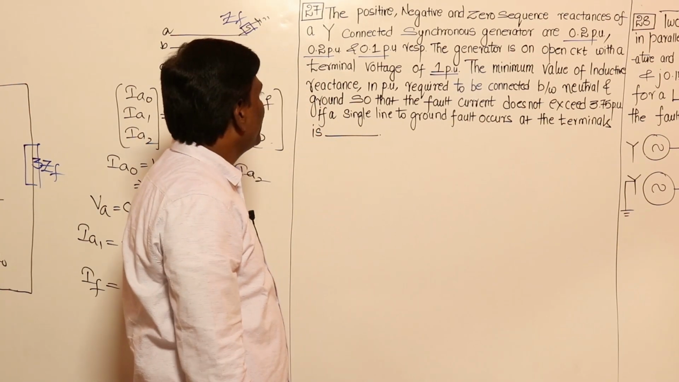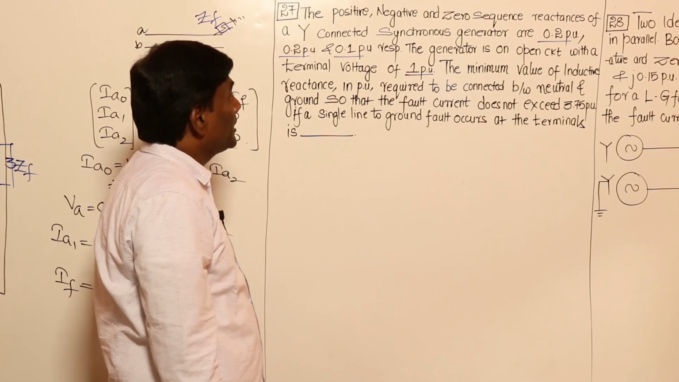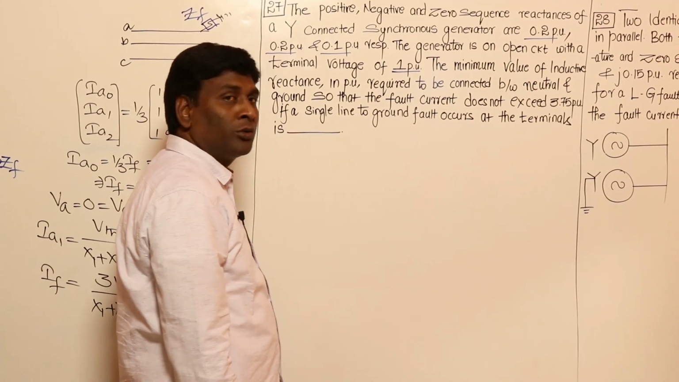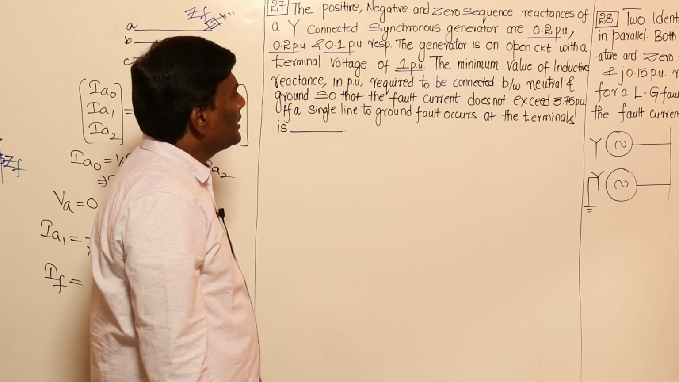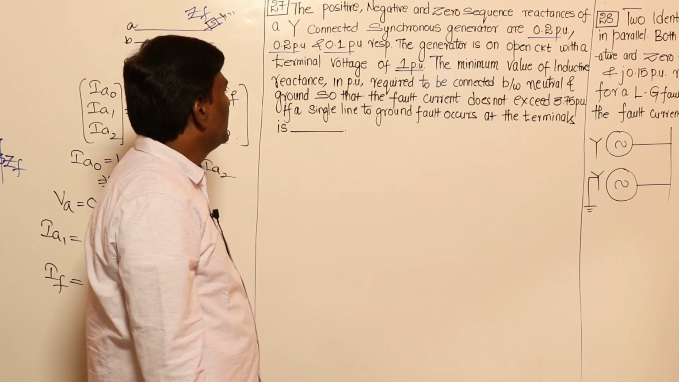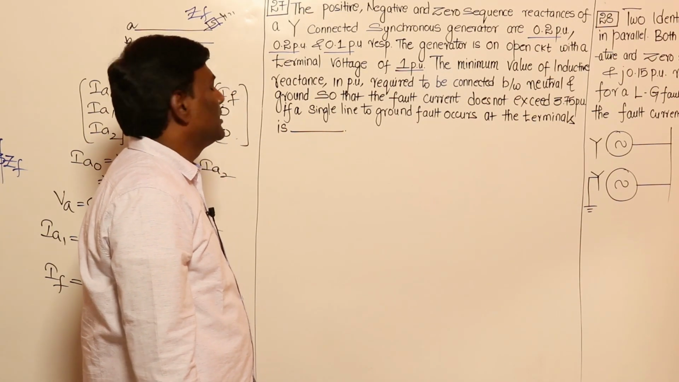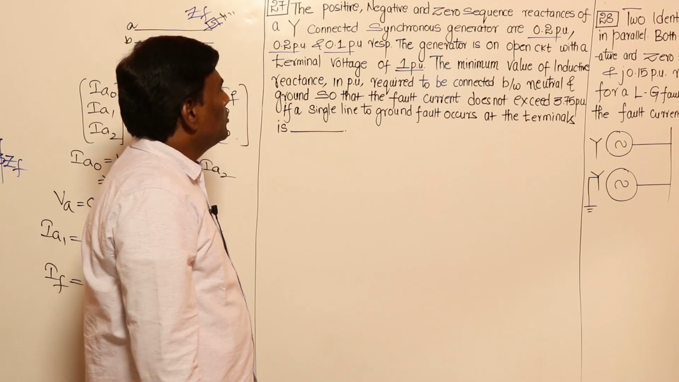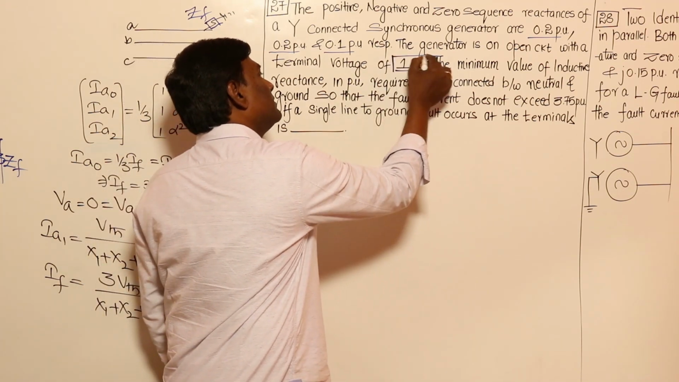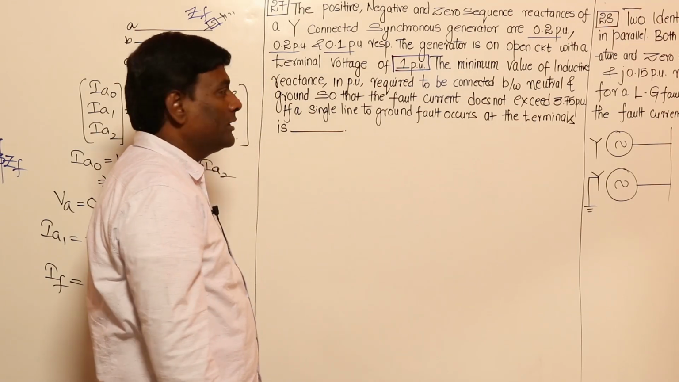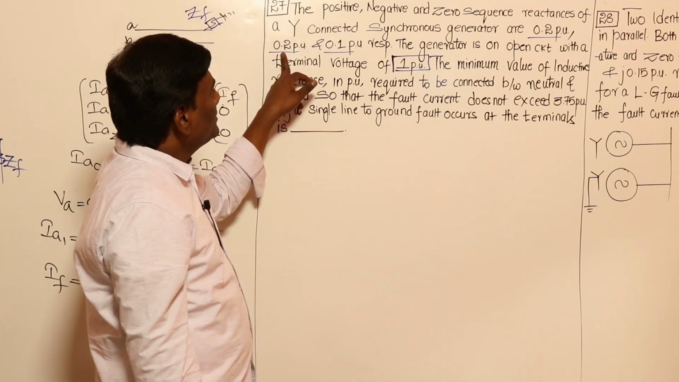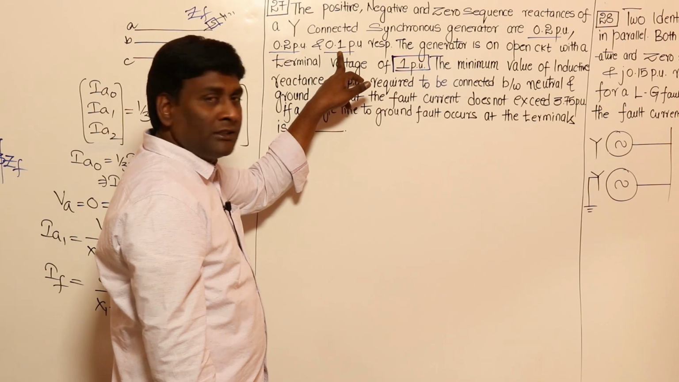The minimum value of inductive reactance in per unit required to be connected between neutral and ground, so that the fault current does not exceed 3.75 if a single line to ground fault occurs at the terminals, is? Okay, so what is VThevenin? E1, 1 per unit. Okay, and positive sequence, negative sequence, zero sequence.